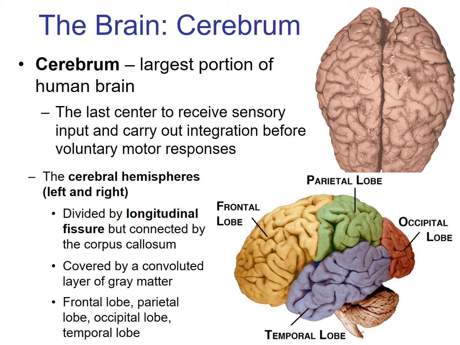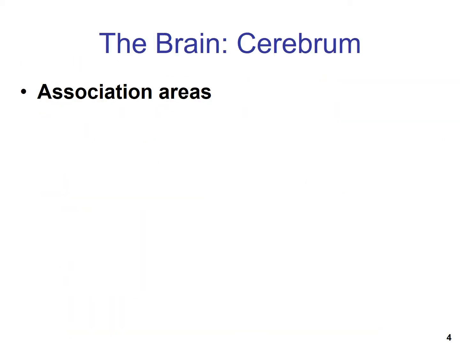So there are two hemispheres to the cerebrum, left and right, and they're divided by what's called the longitudinal fissure. And if you look at the picture on the top, you'll see this deep division between the two hemispheres. That's the longitudinal fissure. It's covered by gray matter, as you can see in the top picture as well. And there are four main lobes, and these lobes are basically named after the bones of the skull that they're underneath. So that's going to be the frontal lobe, the parietal lobe, the occipital lobe, and the temporal lobe. And hopefully, after your lab test on the skeleton, this is something that will be familiar to you.